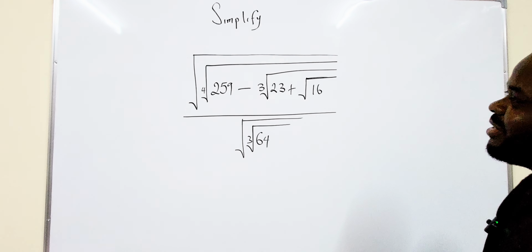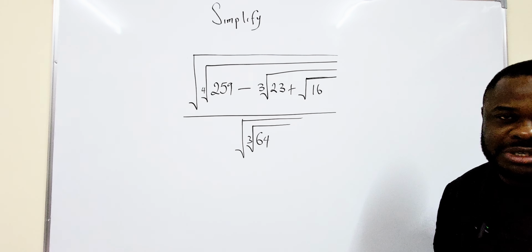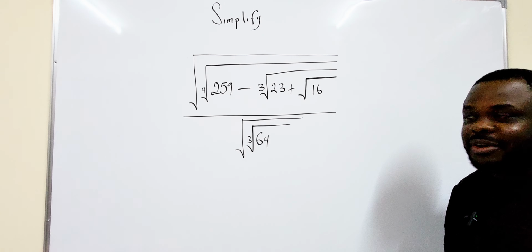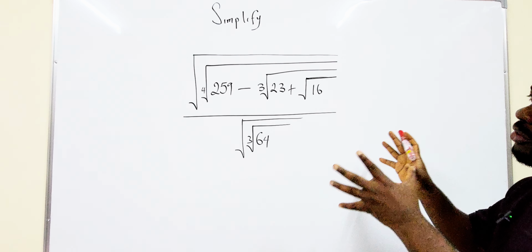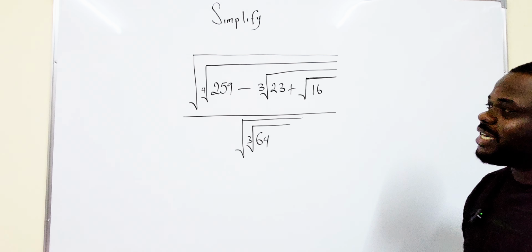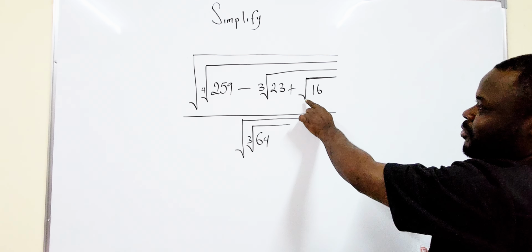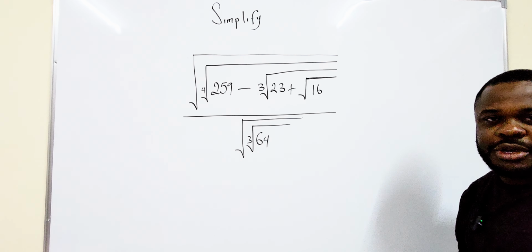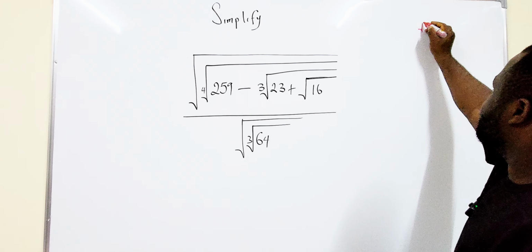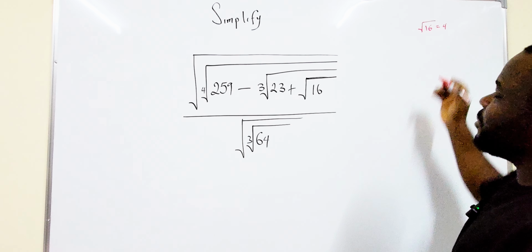Okay, let's simplify this simple radical expression because it's very simple. And how I will always advise when you see this type of expression, you just start from the radicand inside the entire radicand. So let's start here. So you can see from here, this is square root, okay? So square root of 16 is what? 4, right? Square root of 16 equals 4.